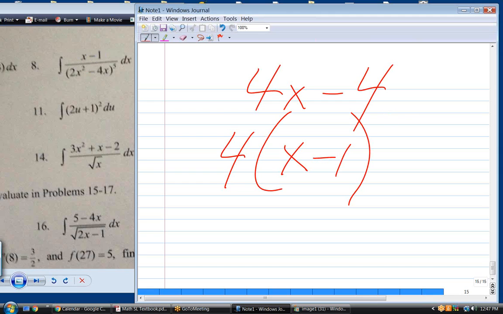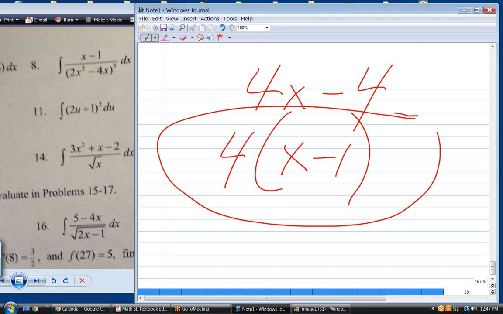Well, knowing that the derivative of the inside is going to end up in my denominator, I know the x minus 1 is going to cancel with that x minus 1. So I can almost just use the power rule on this, but I do have to allow for that 4 there. But like I said, constants are really, really easy to allow for.